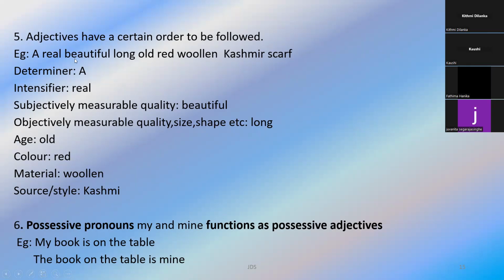So there is a set order in which adjectives need to be placed when there is more than one adjective involved in describing a noun. So we can't just use adjectives as we wish. They need to fit into a particular order. So that is also another important aspect related to adjectives that we have to remember.